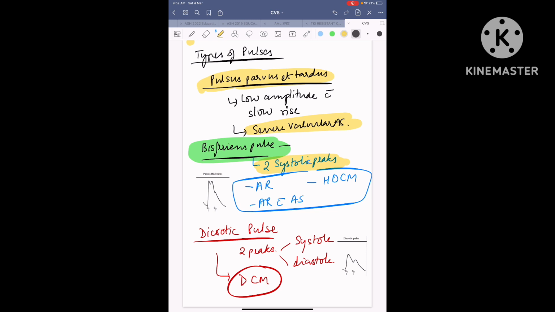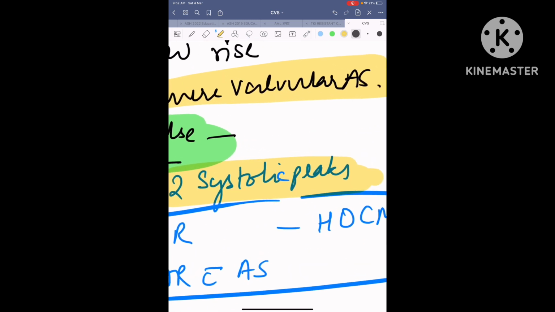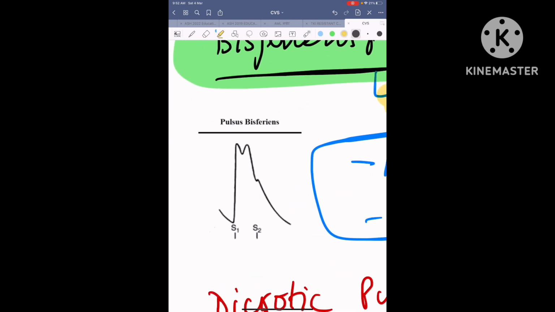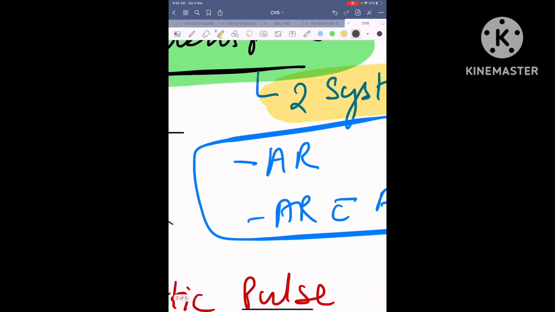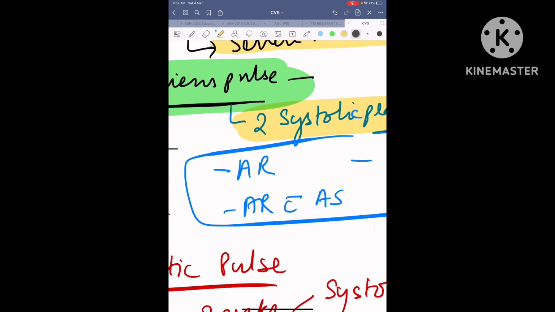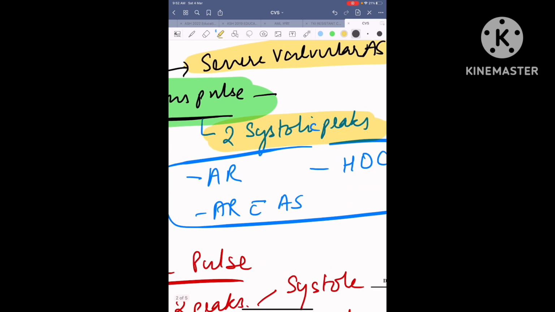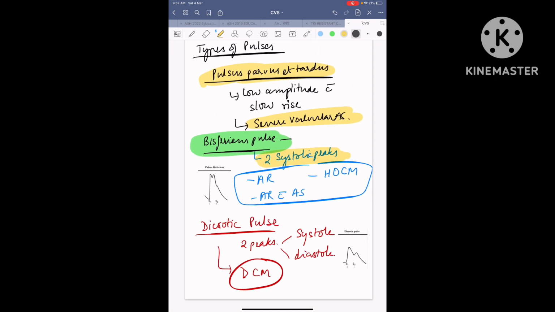Then we come to pulsus bisferiens. Basically, in bisferiens pulse, we have two systolic peaks. As you can see in this image, it's S1 and S2. In S1, that is systole, you have two peaks. And where do you see them? You see them in aortic regurgitation with aortic stenosis or hypertrophic obstructive cardiomyopathy (HOCM).